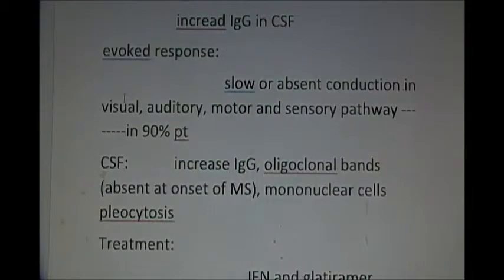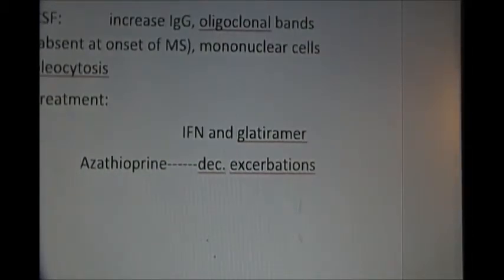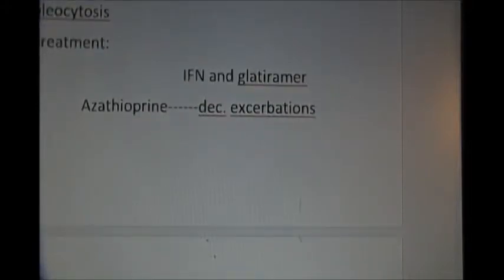Oligoclonal bands are absent at the onset of the disease. There are mononuclear cells like T cells, B cells, and macrophages. There is a pleocytosis. The treatment of the disease is with interferon and glatiramer. Interferon beta and glatiramer are the two drugs approved by the FDA for the treatment of multiple sclerosis.